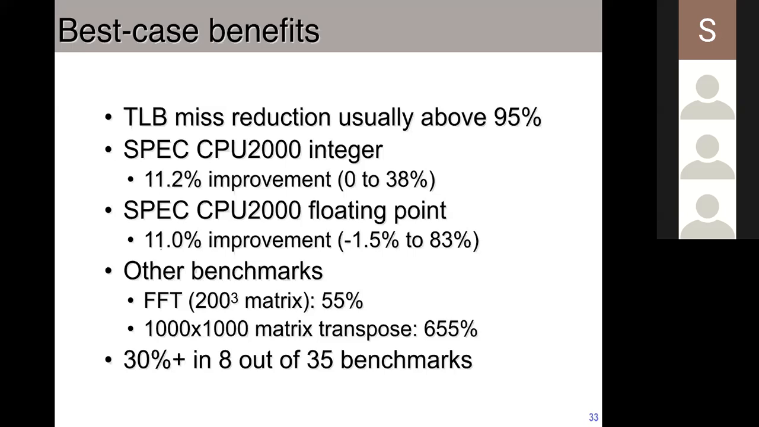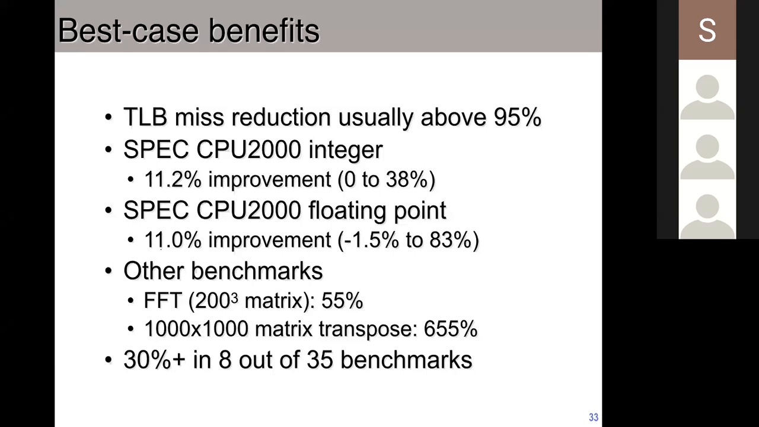Okay. So this is a summary of their results. They got about 11.2% improvement for integer SPEC CPU 2000 benchmarks, 11% improvement for floating point. For things like fast Fourier transform, they got 55% improvement, which means that this was a benchmark causing a lot of TLB misses, and by using superpages, they were able to reduce the TLB misses and increase the coverage. Okay, and for something like 1000 by 1000 matrix transposition, they got 655% improvement, right?